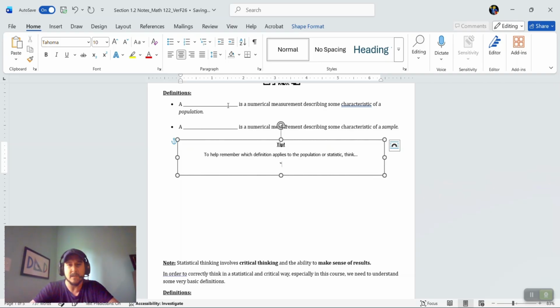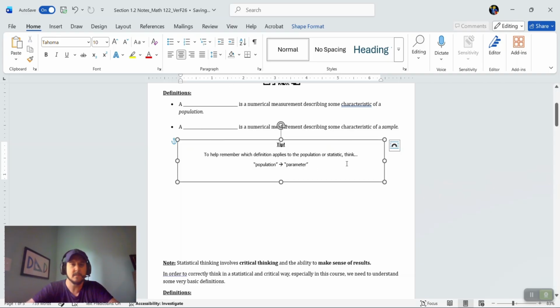Okay, I'm going to put this in quotes, "population," and do a little arrow. What I did for that arrow was just a couple of consecutive hyphens with the greater than symbol. All right, it formats it that way. Population implies parameter. Okay, both start with P. And then for this next one, it'll be statistic implies sample.